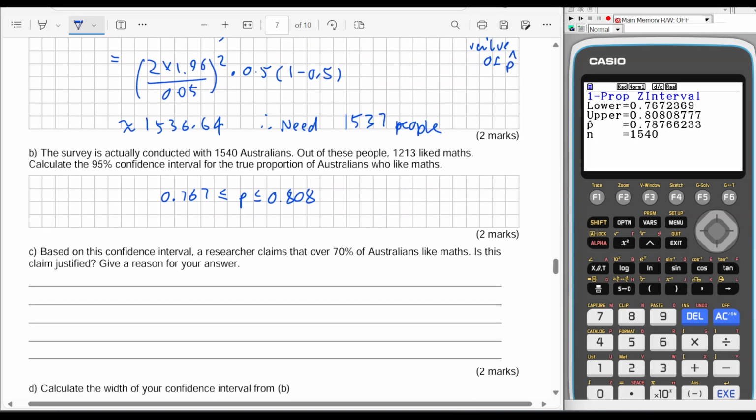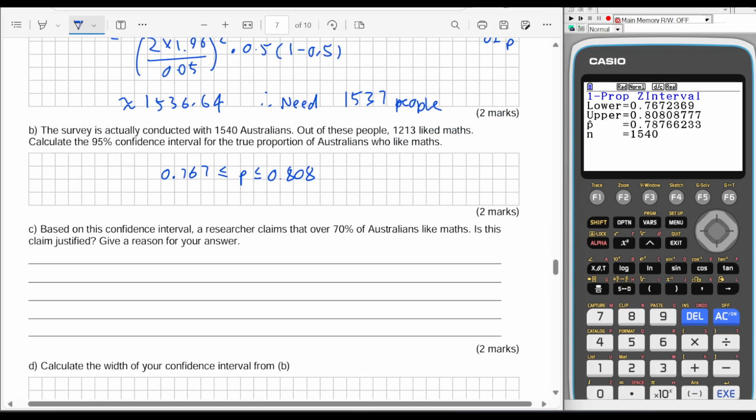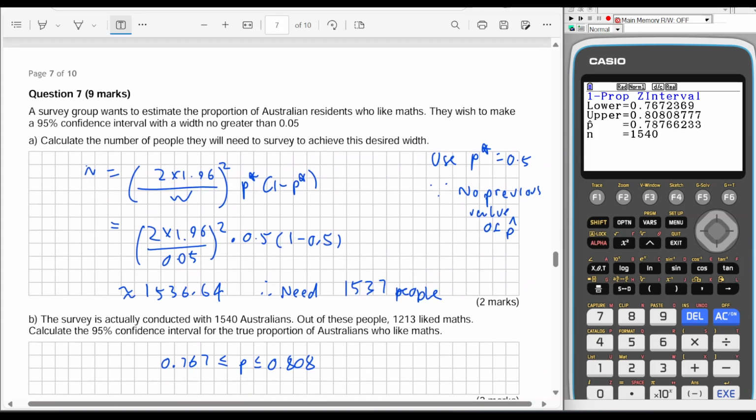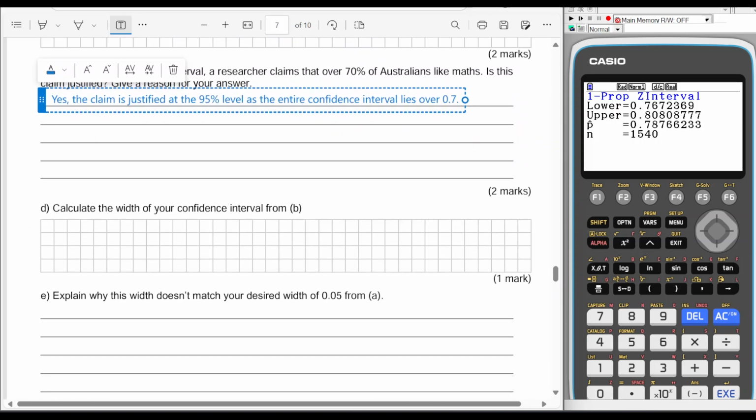Okay. Now, one thing that I want to point out is, if you look at that, we'll do it in a second, part D. First of all, we got the claim over 70%. Is this claim justified? You can say, yes, the claim is justified at the 95% level as the entire confidence interval lies over 0.7. And here we can actually say the claim is justified because they just surveyed Australians. They didn't survey a particular group within Australia that may be biased.